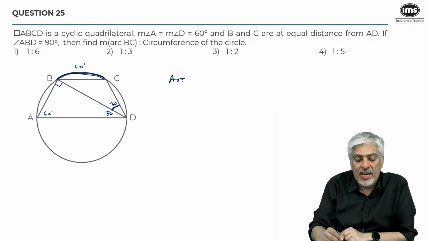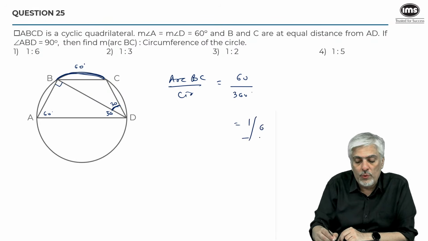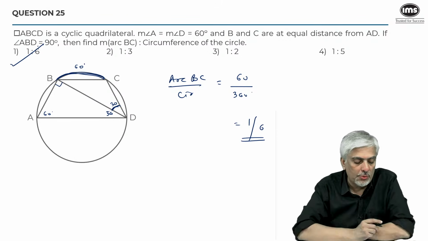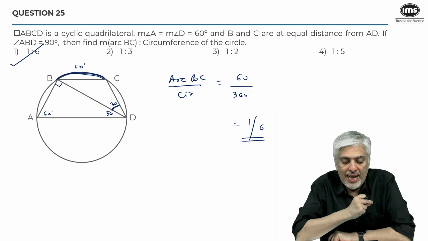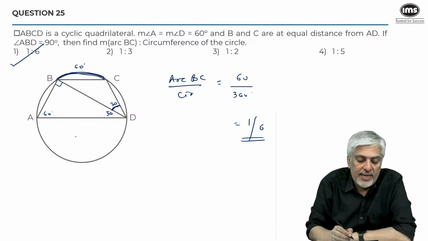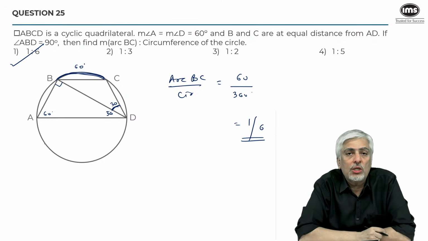And we want to find arc BC upon circumference. That much arc is 60 degrees, full circle is 360 degrees. So the answer is directly 1/6, which is the first option. You can actually do some very quickly if you understood the diagram. This question was a lot about the diagram.